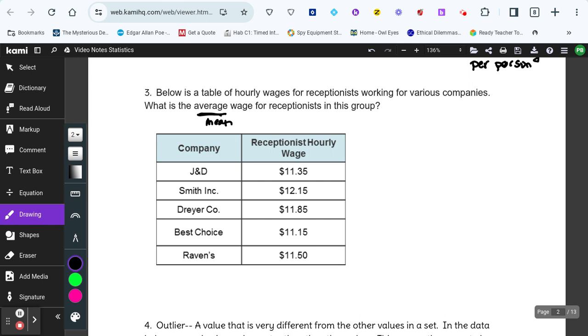So what I'm going to do is I can tell that in this survey, 1, 2, 3, 4, 5 companies were surveyed about the pay per hour of their receptionists. So let's take a look. I'm going to add all these numbers together.